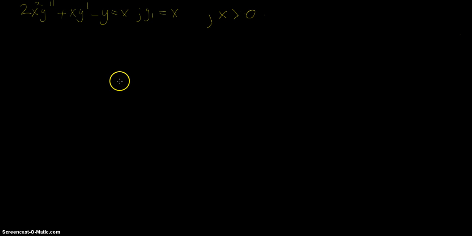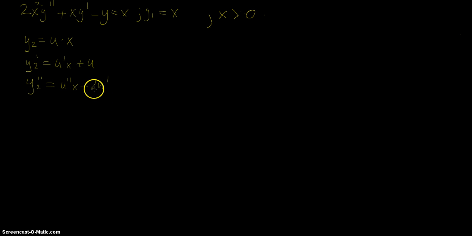Here we are with question number 5 on homework 10. 2x squared y double prime plus xy prime minus y equals x, with one solution to the homogeneous version of this being x, and x being greater than 0.